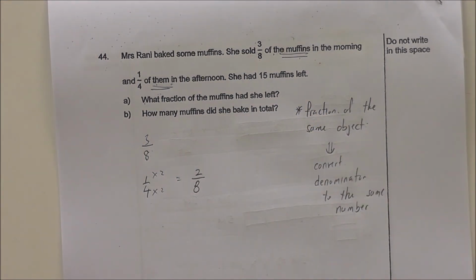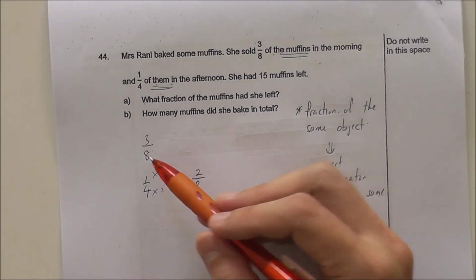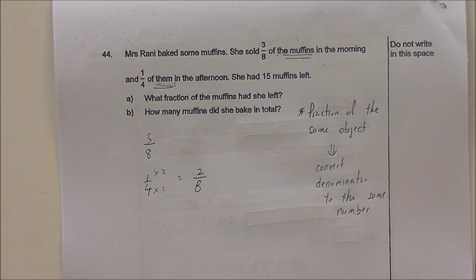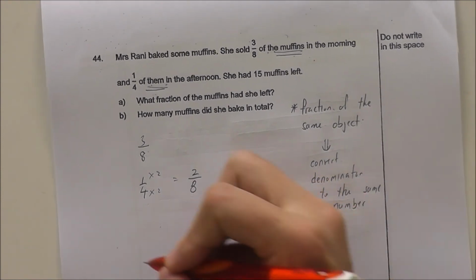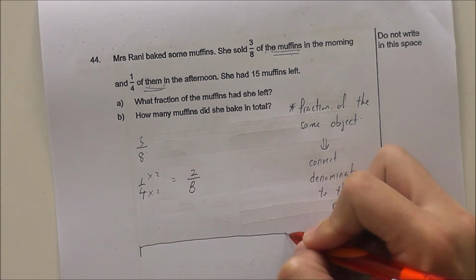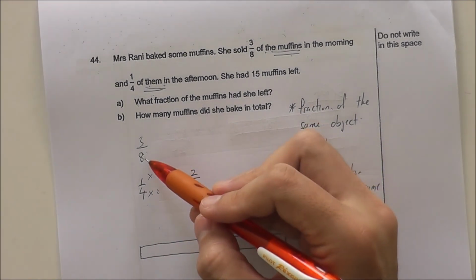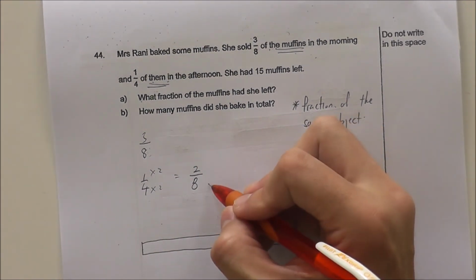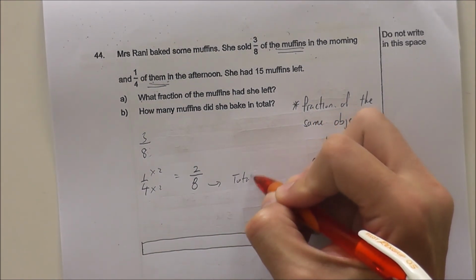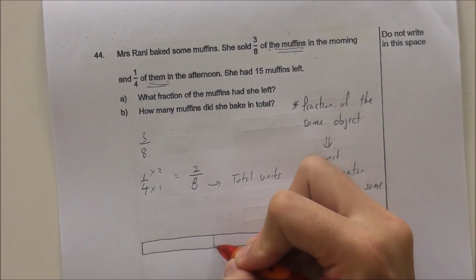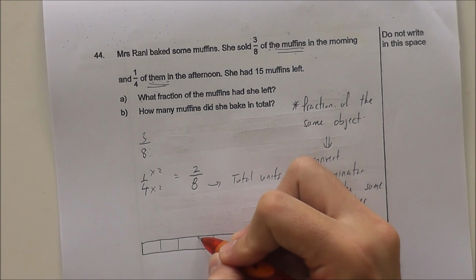2/8. Okay guys, let me try to make sense out of this fraction to you. The denominator tells you the total number of units. So I'm going to convert the fractions to units. So all in all, I will have how many units? Look at the denominator. It's going to give us the total units. So I'm going to divide this into 8 units.